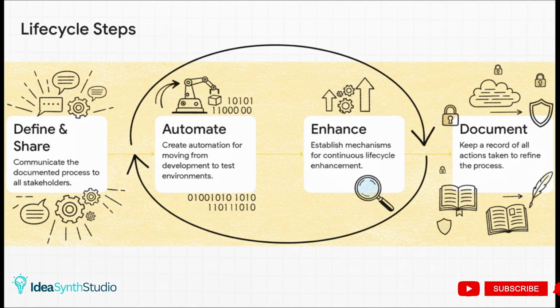And this cycle right here shows us exactly how to build that assembly line. It all starts with defining and sharing the process. No more secret handshakes or guessing games. Then you automate the boring parts, like moving code from development into testing. Now, this third step is critical. You have to constantly enhance it. Never let the process get stale. And finally, you document everything so that all your improvements become permanent. This isn't a one-time setup, folks. It's a virtuous cycle of constant refinement.